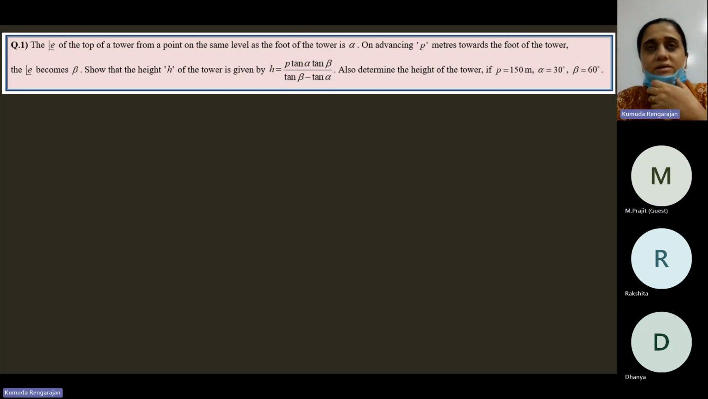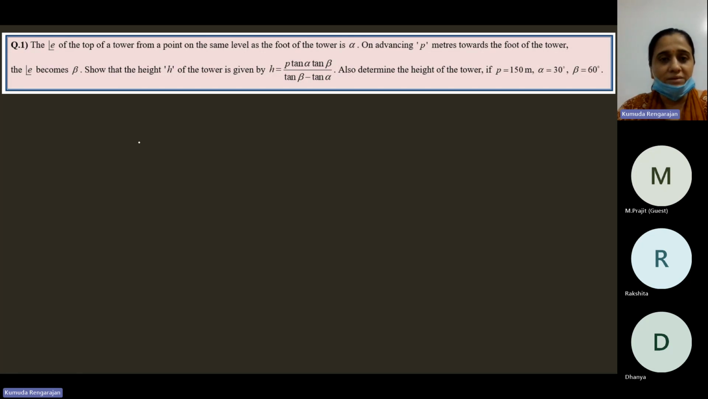All right, children. So today's standard problems from this chapter, heights and distances, or what is called some applications of trigonometry. The chapter after trigonometry in your NCERT book. Some applications of trigonometry, standard problems from this chapter. See the first one. The angle of elevation of the top of a tower from a point on the same level as the foot of the tower is alpha.